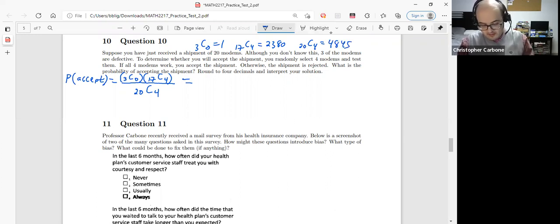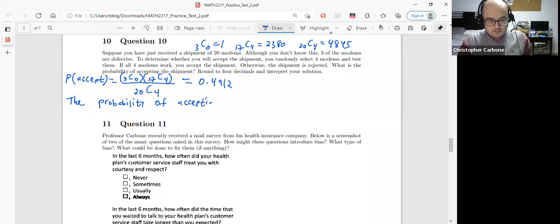So applying all this on the calculator, it gives us 0.4912. So the probability of accepting the shipment is 0.4912.